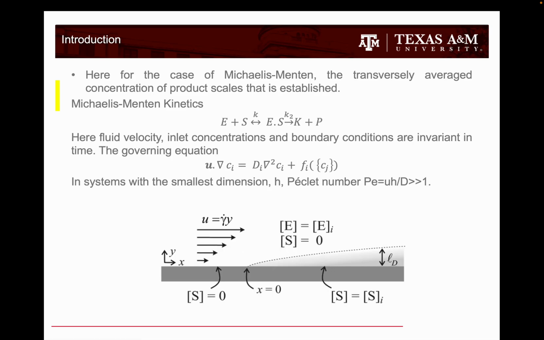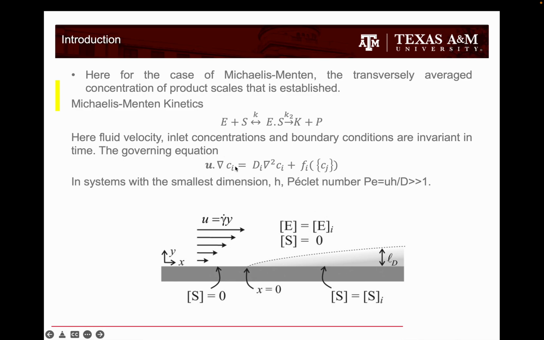So here we discuss Michaelis-Menten kinetics, and enzymatic reactions are often nonlinear kinetics that involve interplay of 2 or more chemicals. In Michaelis-Menten kinetics, there's the binding of a substrate to an enzyme that produces an intermediate, which subsequently gives back the enzyme and produces a product, as we see in the reaction here. Furthermore, we restrict our attention to situations where fluid velocity, inlet concentration and boundary conditions are all invariant with time. The governing equation here is given as you see here.